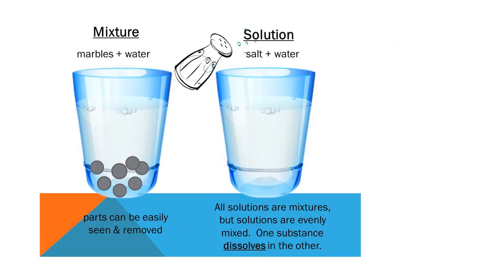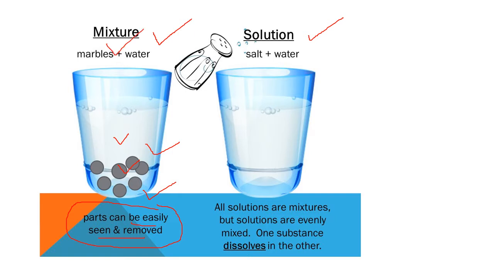Mixtures can also be in two forms. One is called the mixture and one is called the solution. So we will understand what is a mixture and what is a solution. If the parts can be seen easily and removed, for example, in water if you add marbles or small pebbles, you can see that in the water there is marble. When we can see it and easily remove it, it is called a mixture.